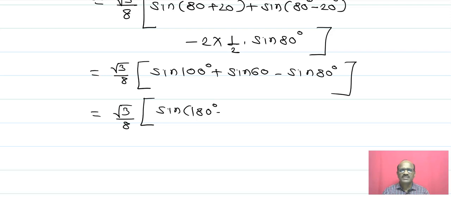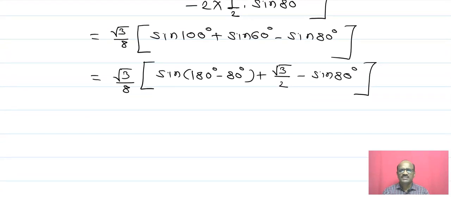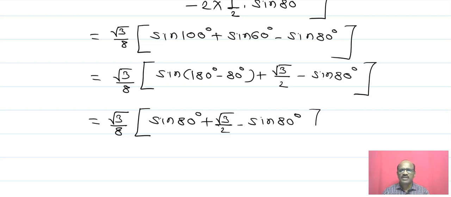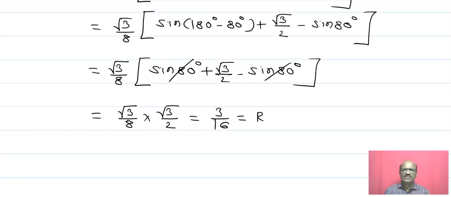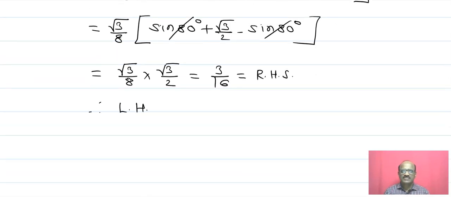We can write this sin of 100 as 180 minus 80. Sin 60, we can find out its value. That is root 3 upon 2. Minus sin 80, it is now sin of 180 minus 80. That is, the sin of pi minus theta is sin theta, because it is in the second quadrant. It is positive. Therefore, it is sin of 80 plus root 3 by 2 minus sin of 80. And that sin 80 gets cancelled. Therefore, we get root 3 upon 8 into root 3 by 2. Root 3 into root 3, that is 3 by 16. And that is equal to the RHS.